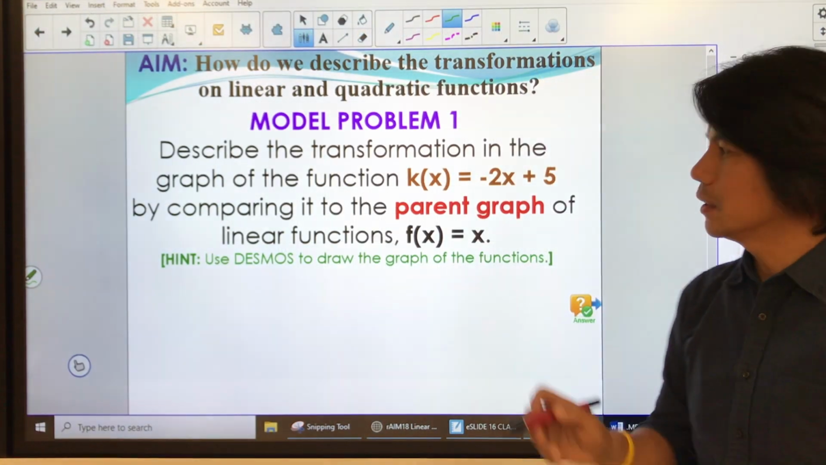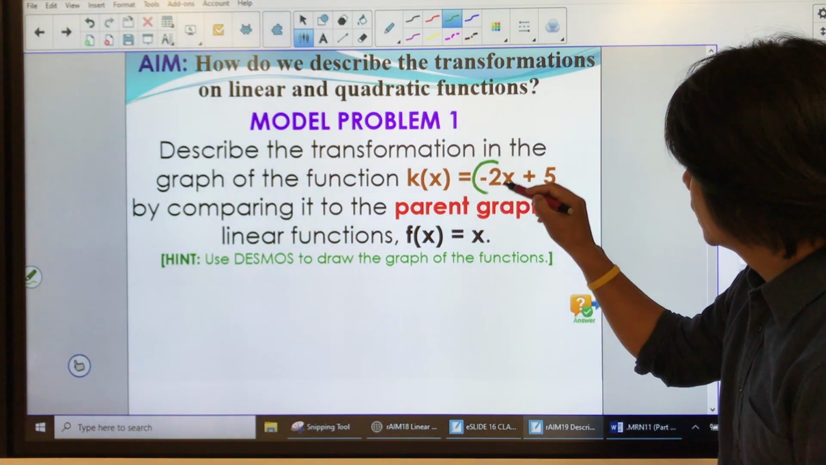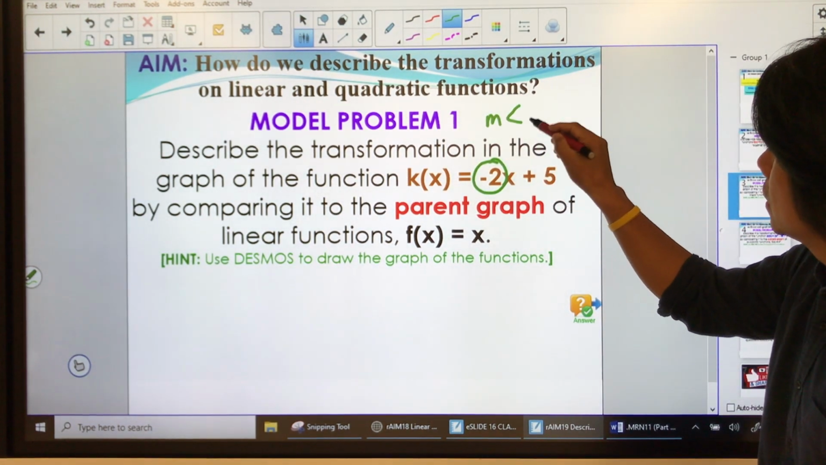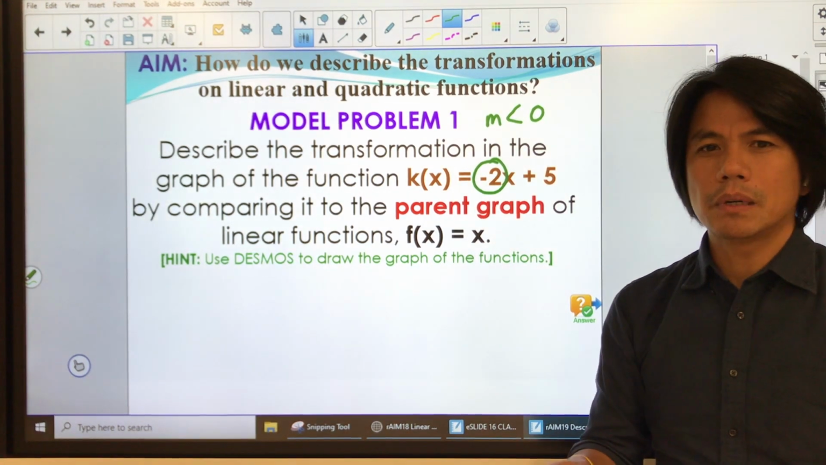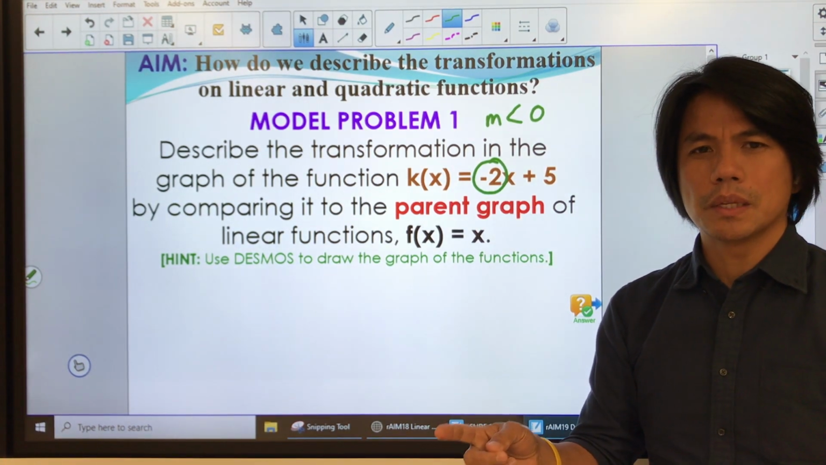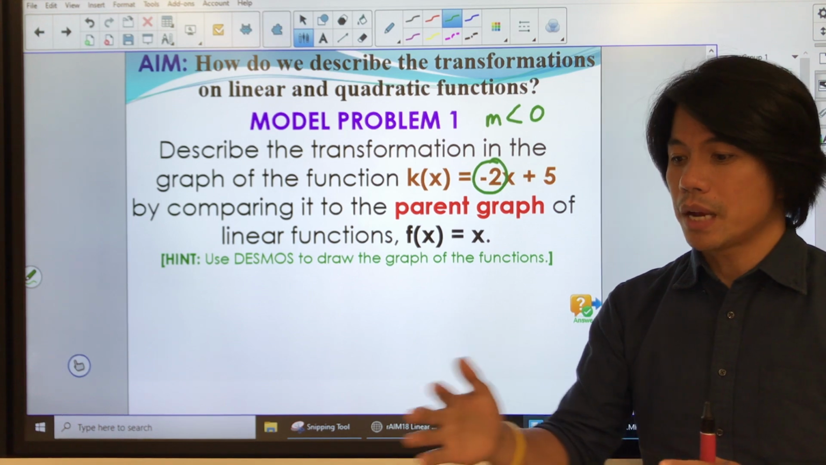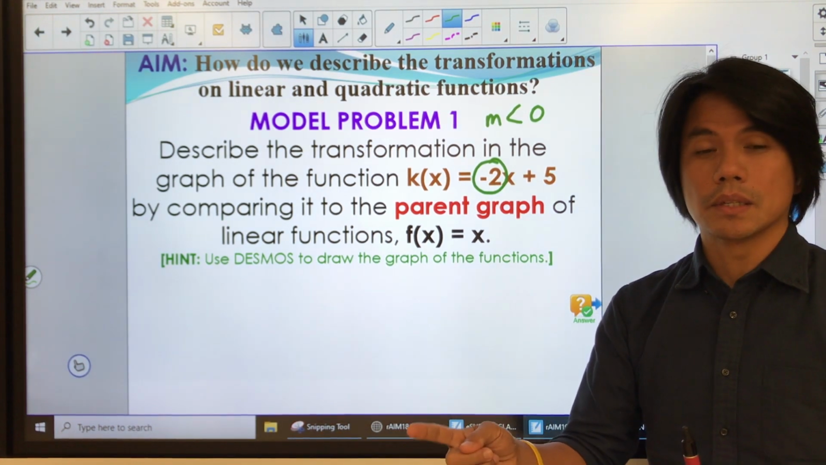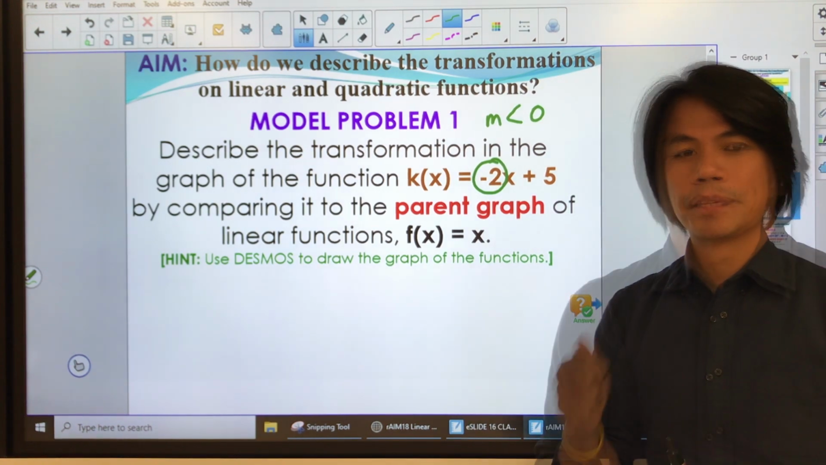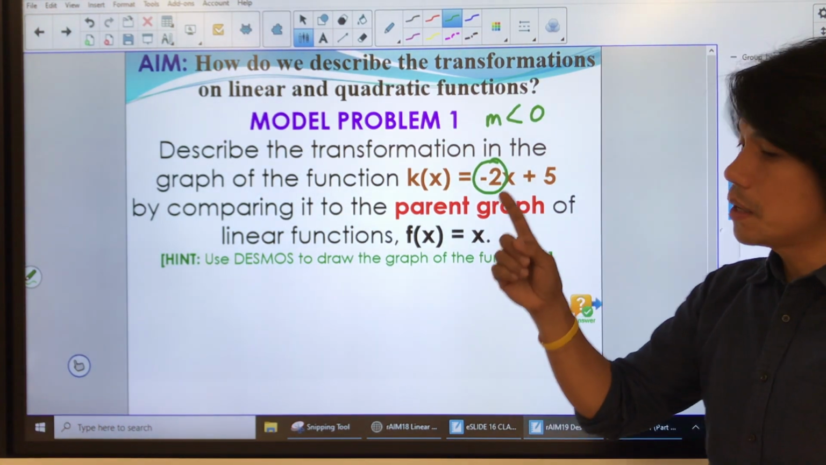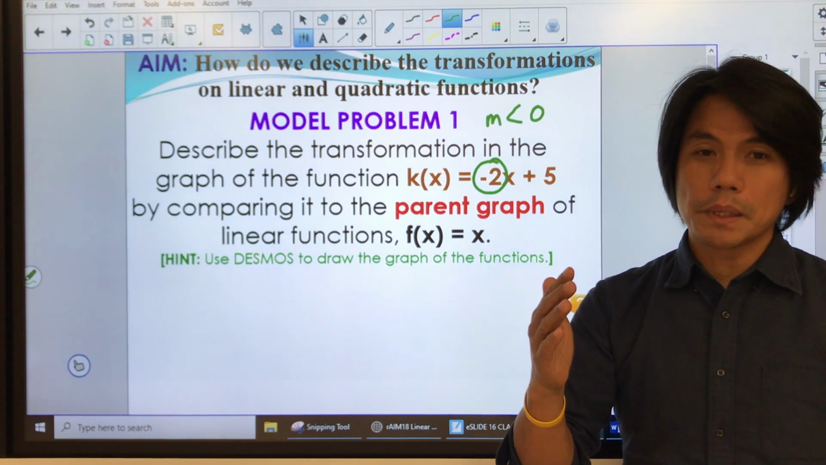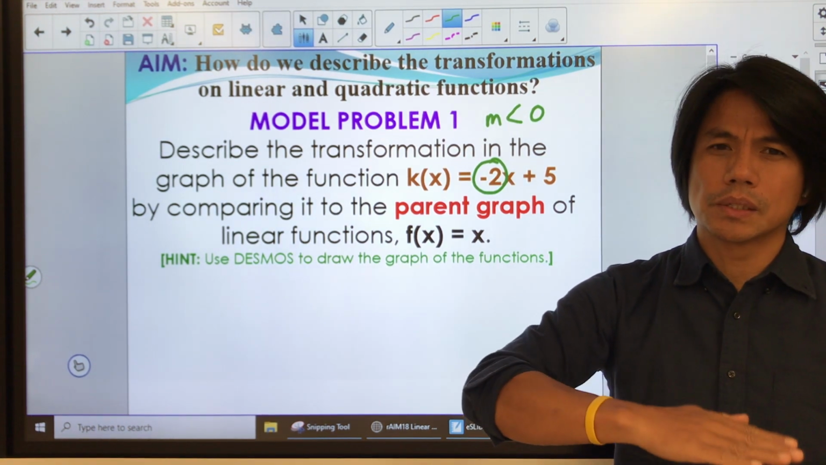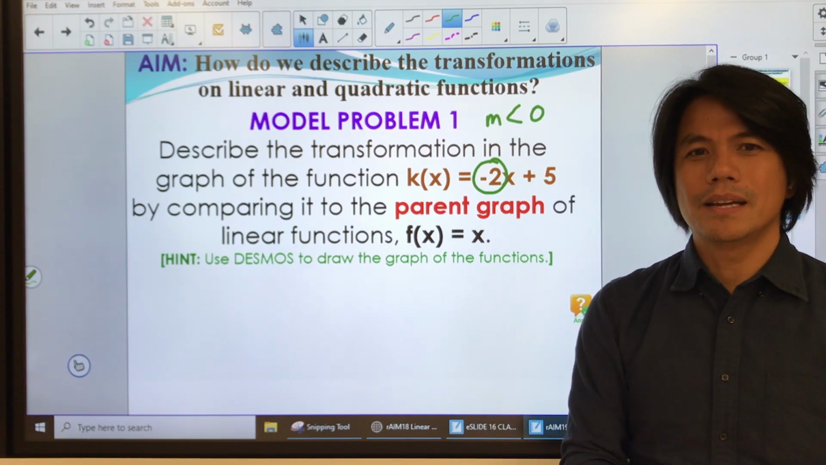Now let's take a look at the equation. So it says here negative 2x. So the m is less than 0. So what do you remember from the previous lesson that we discussed? By the way, you can check the link inside the description box of the previous lesson that is connected to this one. So if m is less than 0, or the slope is less than 0, if you remember, the parent parabola rotates clockwise, right?